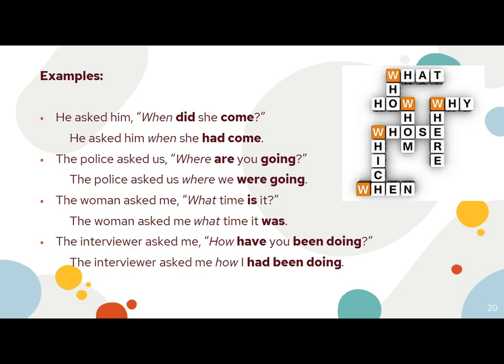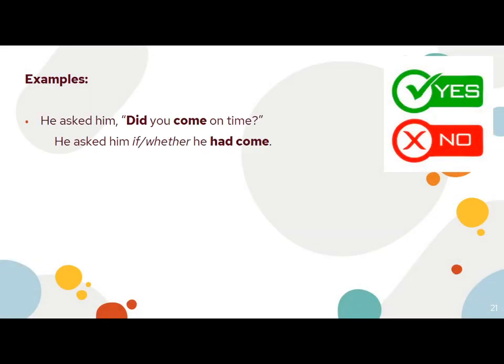We're going to forget about the auxiliaries: did, do, does. And if we're using the verb to be or have as an auxiliary, or has, we're going to have them in the position of a sentence, not in the position of a question. And in the case of yes no questions, what we're going to have is like this: he asked him, did you come on time?